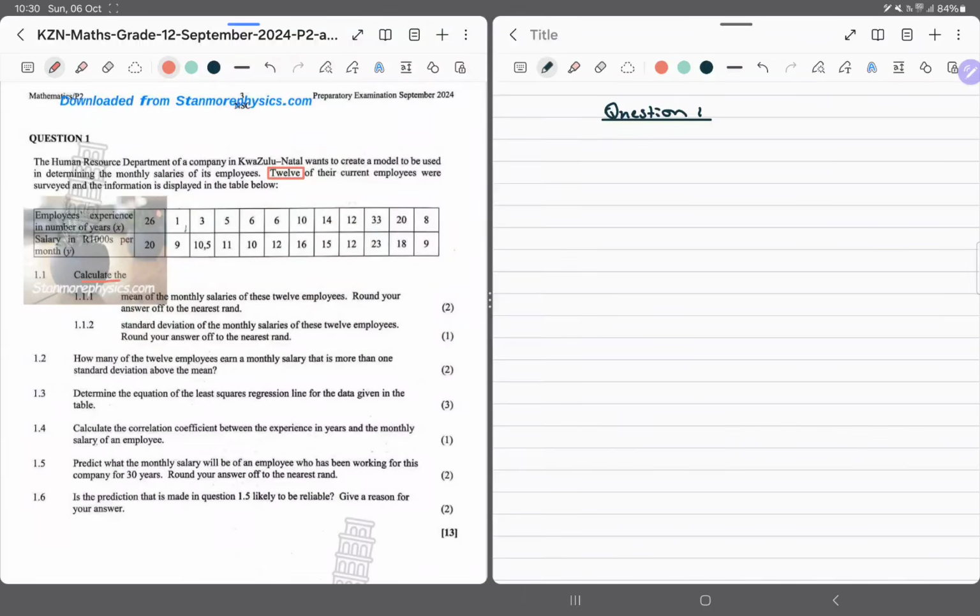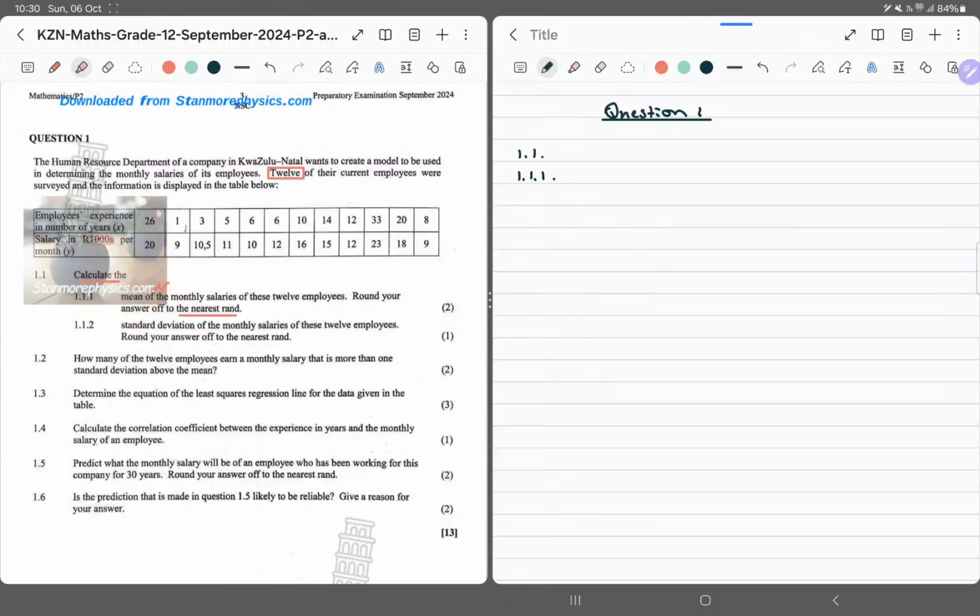We are told here at 1.1 to calculate the mean monthly salaries of these 12 employees, rounded off to the nearest rand. But pay attention guys, this is in thousands of rands. So that means whatever value we get, we must multiply by 1000. All right, not a problem. So this is 1.1.1.